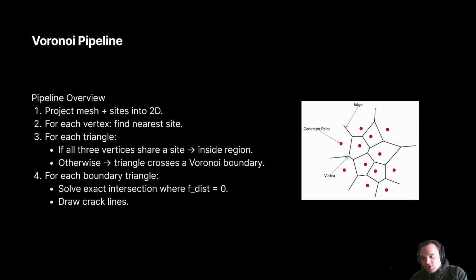So, if all three of the vertices share a site, then we know that that triangle is going to be inside a region. But if some of the vertices of a single triangle do not share a site, then we know that that triangle is on a crack. And so that actually provides us a pretty easy way of evaluating on a per triangle basis what region that geometry is a part of, and therefore whether it is a crack or not. Pretty simple.